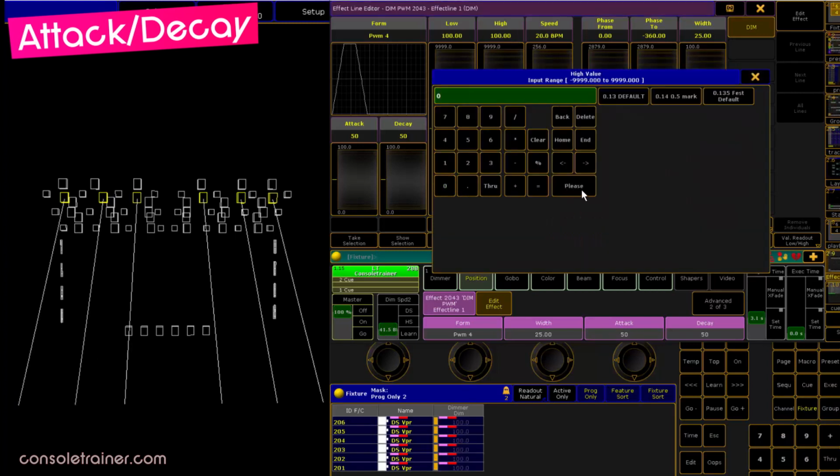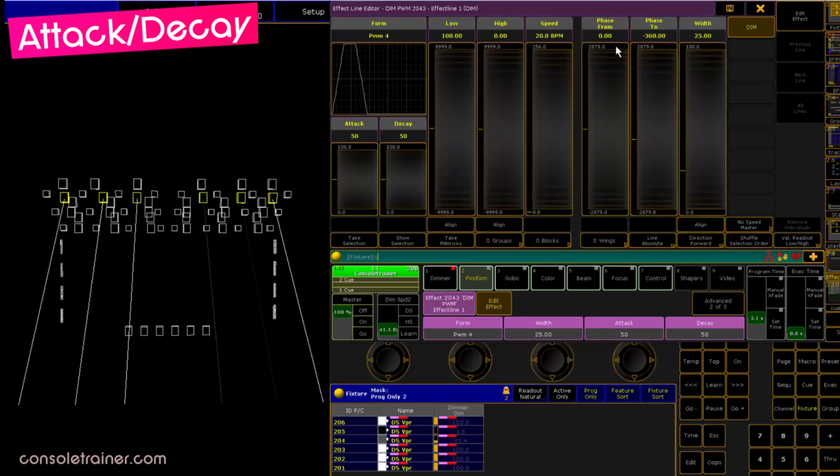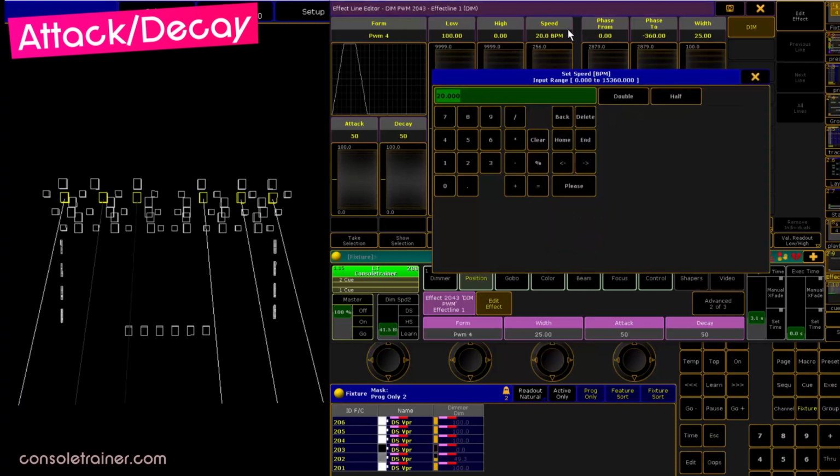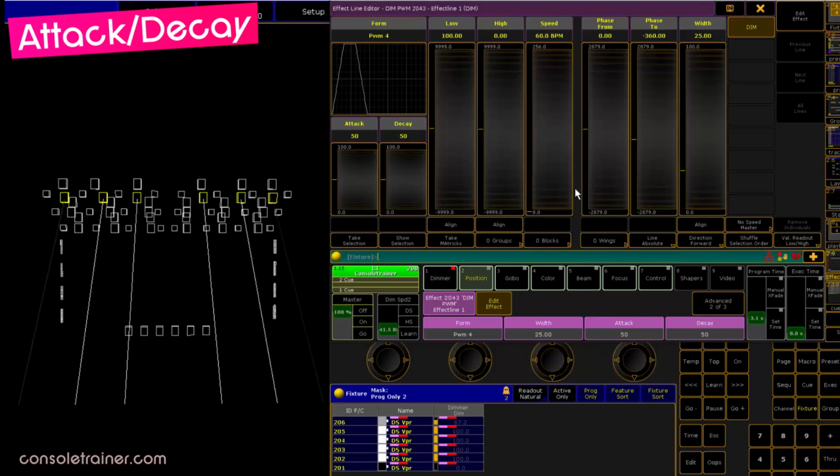When you're using attack and decay and adjusting the speed, remember that speed is increasing the waveform frequency, and that has a direct effect on attack and decay. As I speed this up, I start to lose my crossfade between high and low, so just be aware of that.